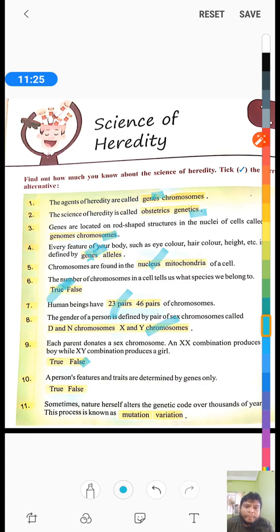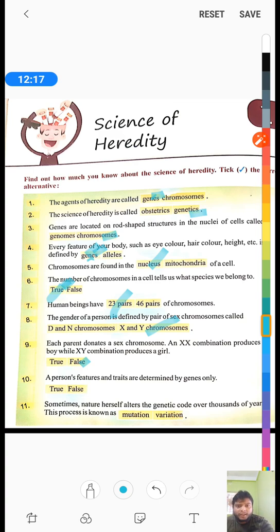Now, number 10. A person's features and traits are determined by genes only. True or false? You might be confused with this because generally it will be true, but not only. It can be other factors also: health, nutrition, habits. So, these will also determine some of the features and traits, and environment also, food and nutrition also.